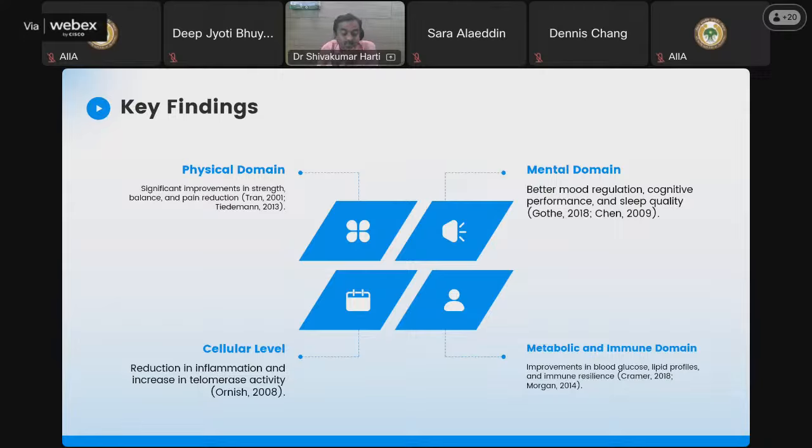Finally, in the metabolic and immune domain, studies find that yoga improves blood glucose, lipid profiles, and immune resilience. Altogether, these findings reinforce that yoga is not limited to physical fitness, it's also a comprehensive approach to aging gracefully, promoting health at every level of the body and mind.